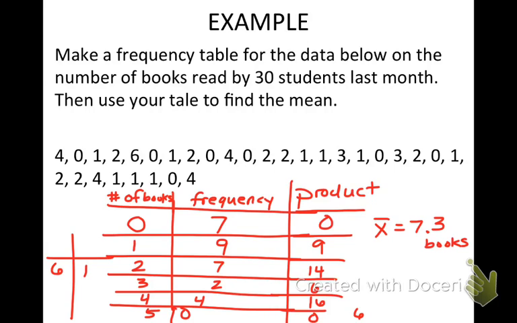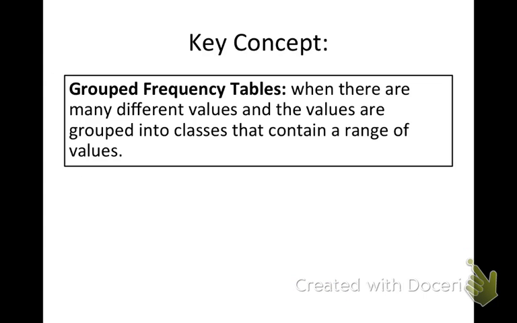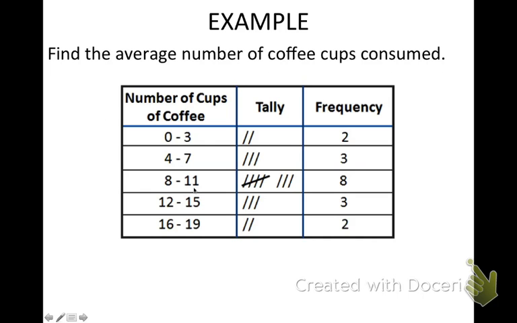Now, sometimes they might give you something that's called a grouped frequency table, and this is what this would look like. So this would be a grouped frequency, which represents the number of cups of coffee. In the first group, that represents how many cups of coffee? 0, 1, 2, and 3. So there were 2 people who had somewhere between 0 and 3. 4 through 7, there were 3 people. 8 through 11, there were 8. 12 through 15, there were 3. 16 through 19, there were 2.